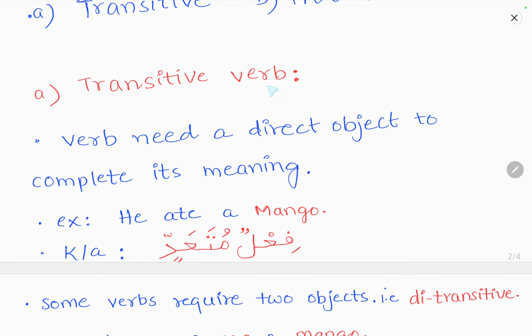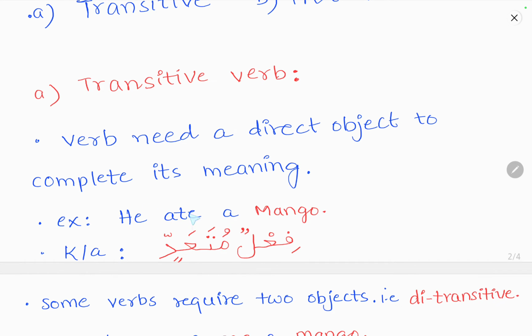So what is a transitive verb? A verb which needs a direct object to complete its meaning is known as a transitive verb. For example, he ate a mango. The transitive verb is also known as Fi'lul Muta'addi.